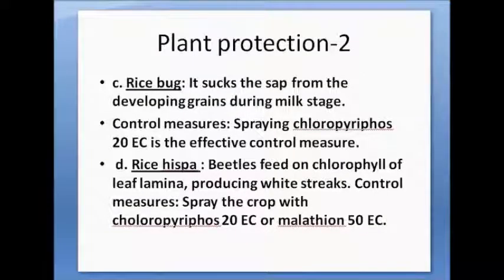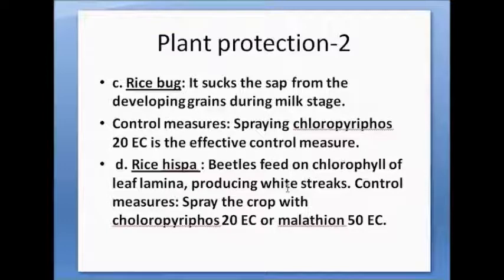Then rice bug is also there. It also sucks sap. Now when we say bug in any plant, it sucks chlorophyll, sucks sap during the milking stage. Control: spraying of chlorpyrifos 20 EC. EC means emulsifiable concentration. Emulsifiable means emulsion. When oil and water is mixed, that becomes emulsion. But that is properly mixed. Actually, oil cannot be mixed in water. So in this way, this chlorpyrifos is made by using this kind of mixture.